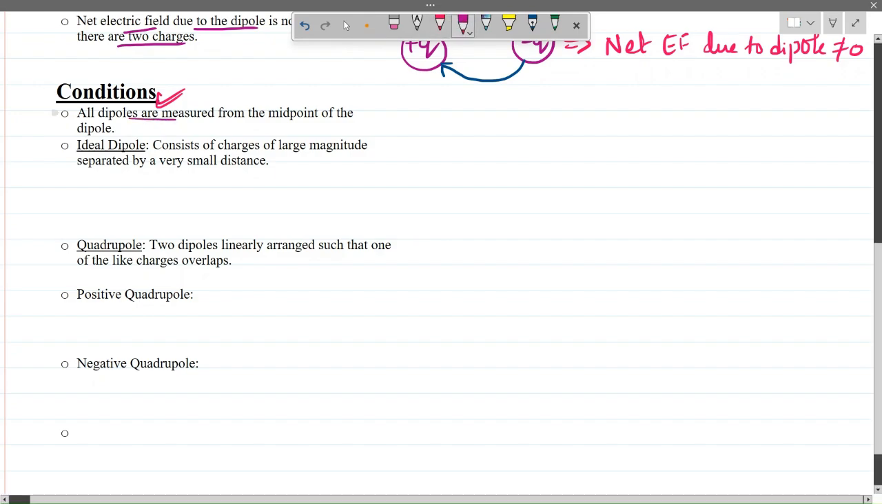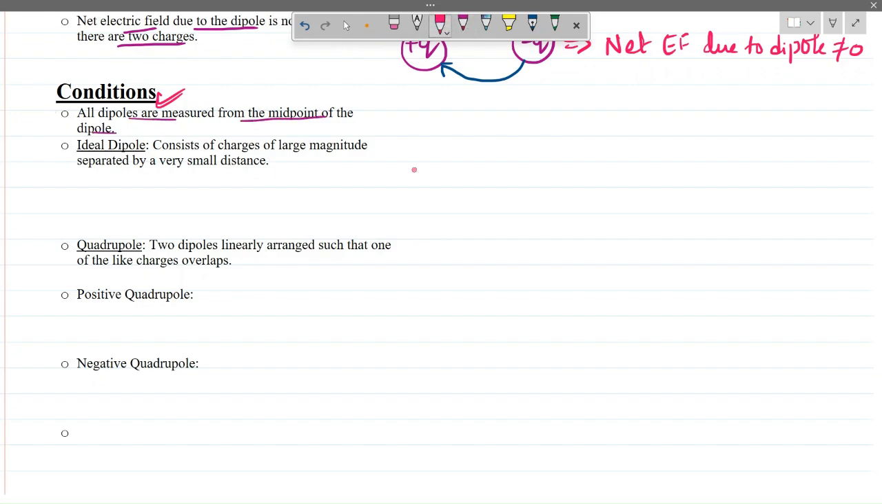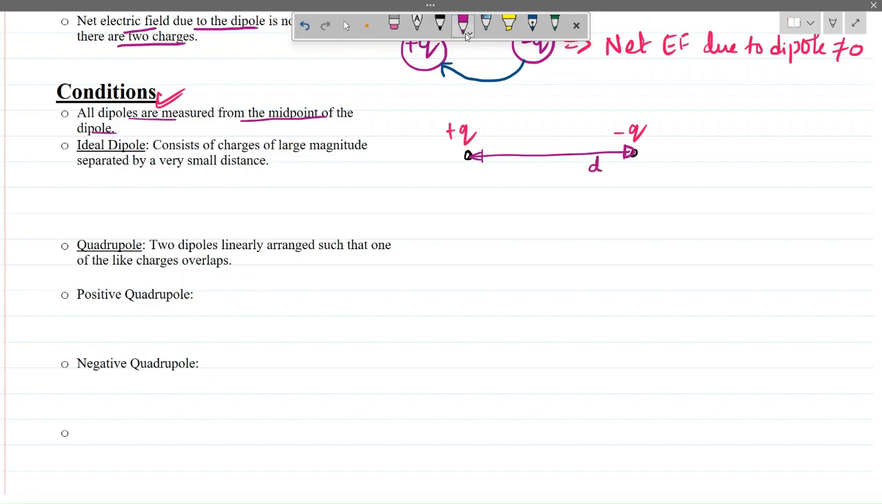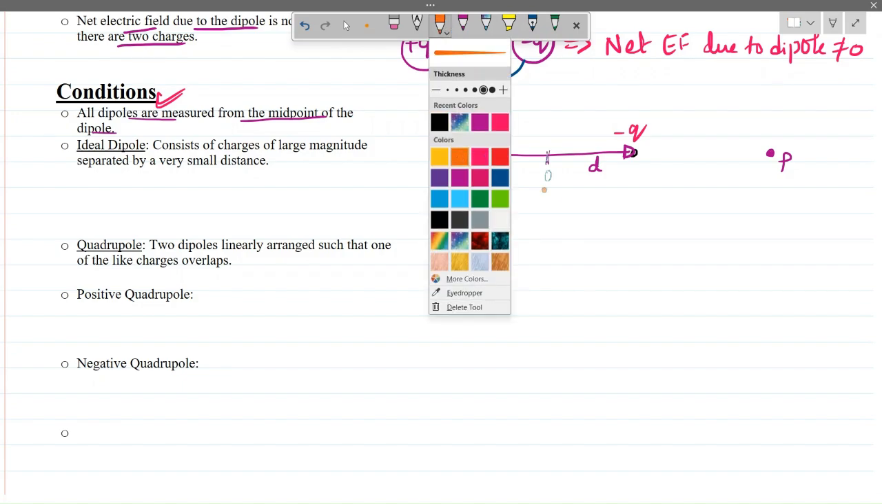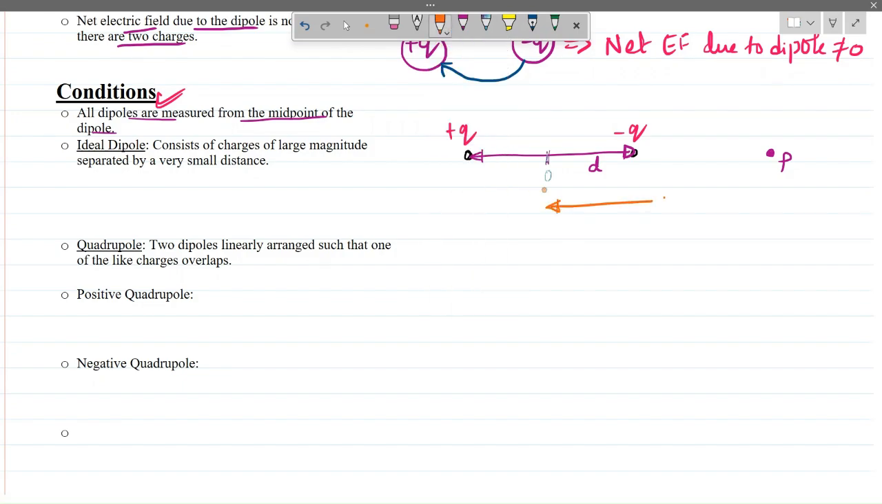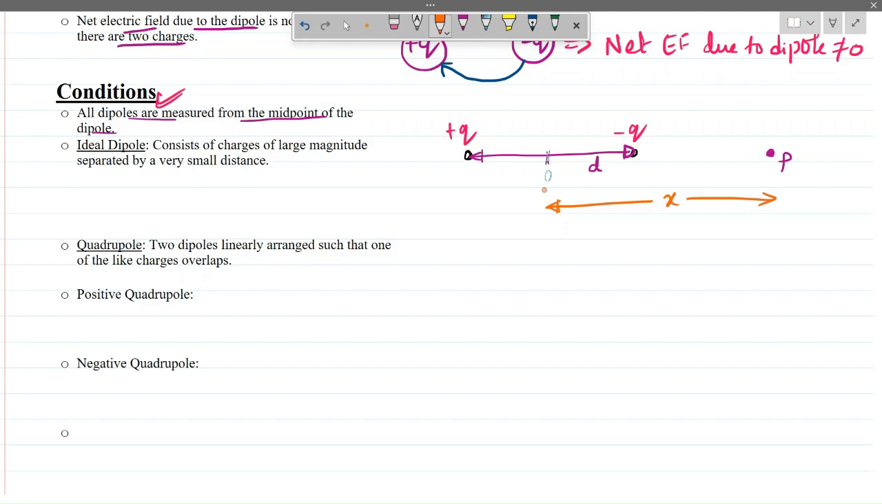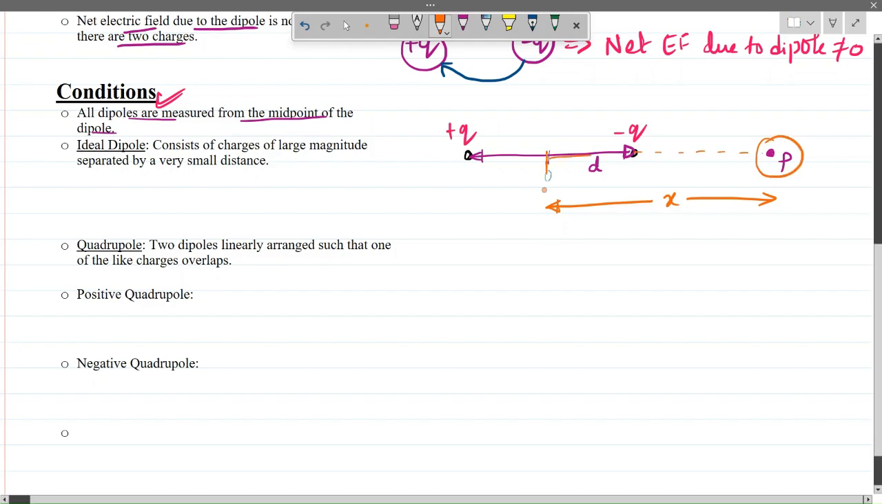Now let us understand the terms and conditions for understanding a dipole. All dipoles are measured from the midpoint of the dipole. Say for example, if this is our dipole plus q and minus q, separated by a distance d, and this is our midpoint O, and we want to find the dipole at point P, it will be measured from the midpoint itself. That means all electric dipoles at any point are measured from the midpoint to that particular point where we want to consider our electric dipole.